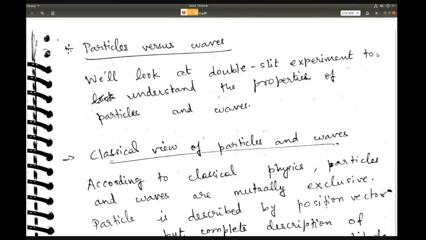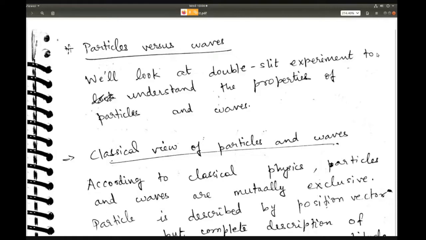So today we are going to look at some of the properties of particles versus waves, right? So we are going to compare classical particles and classical waves with quantum particles. A quantum particle shows both particle and wave nature. All right, so we are going to compare these and see what the differences are, because this difference will become very important when we carry out any measurement.